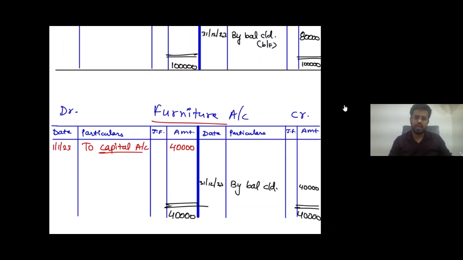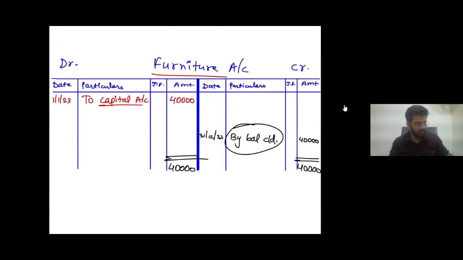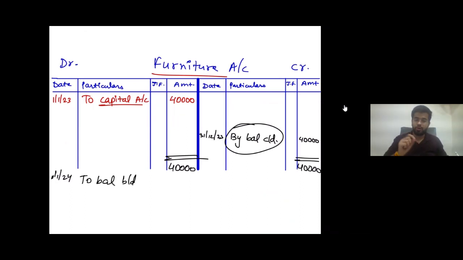In the next year, what will happen? This balance is being carried down to the next year. When you open the books on 1st of January 2024, you will do to balance brought down. This brought down means what? It has been brought down from the previous year and the balance would be 40,000. That would be the entry for the next year. But right now we are closing the books, so we are not doing the entry for the coming year. Am I clear, everyone?